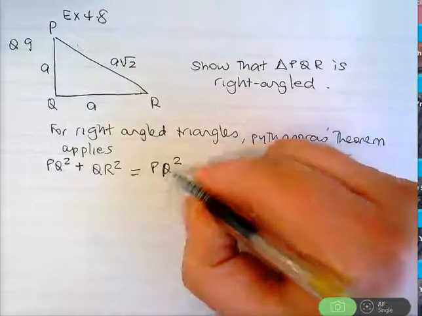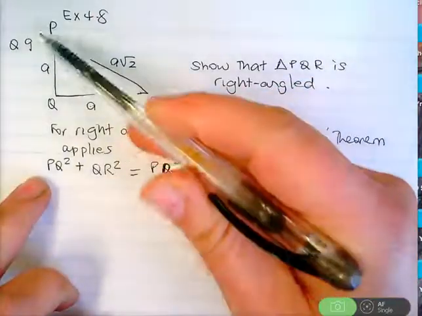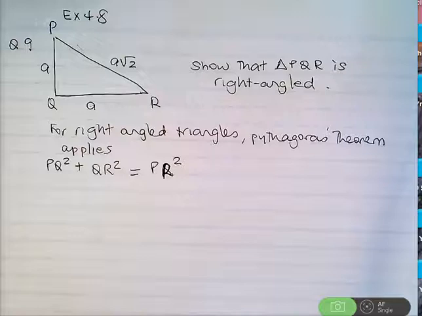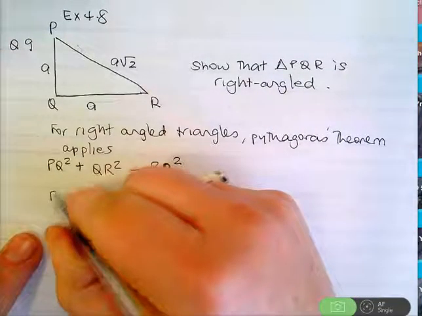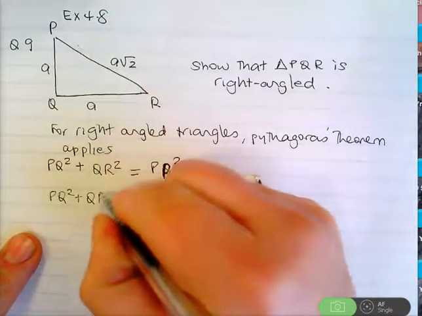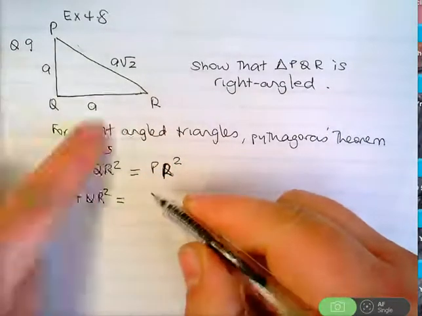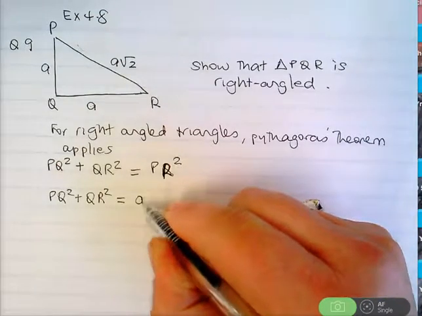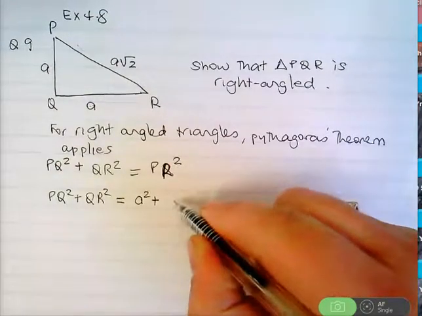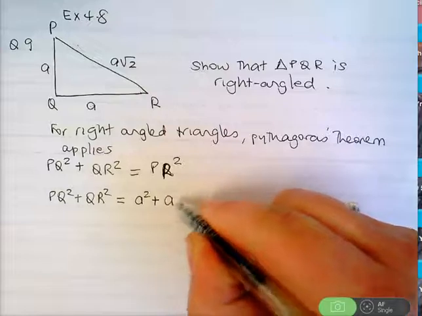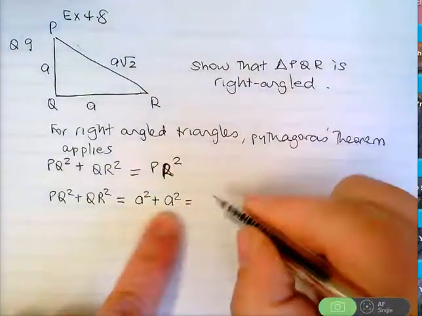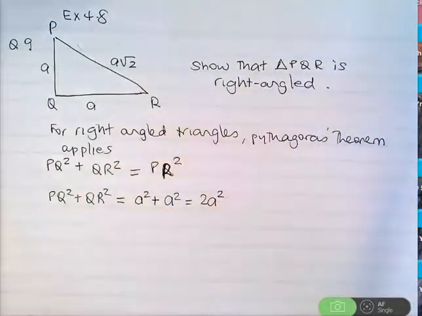Okay, girls, this is PR. So PQ squared plus QR squared equals PR squared. Now that will work if it's a right angle triangle. So let's look at what PQ squared plus QR squared is. Let's just have a look at that separately. What's PQ? A. So PQ squared plus QR squared is A squared plus A squared, which is 2A squared.